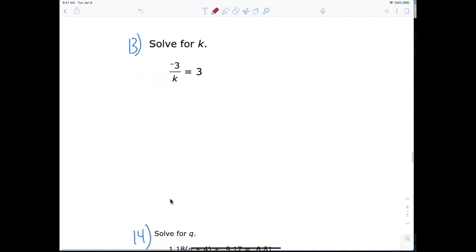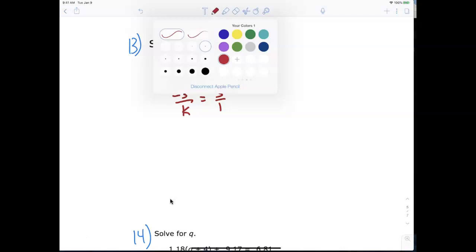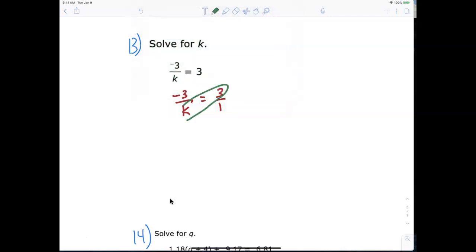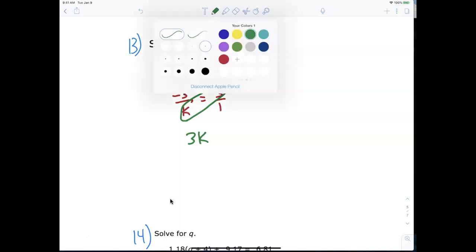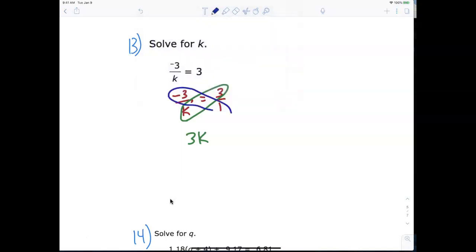Okay, 13, if you remember, we just make it a proportion, so we just say negative 3 over k equals 3 over 1. Now we, again, cross multiply. So we have 3k. Now we're going to cross multiply the other direction. Negative 3 times 1, negative 3. Divide both sides by 3. K equals negative 1.